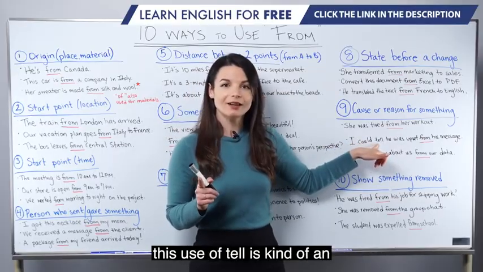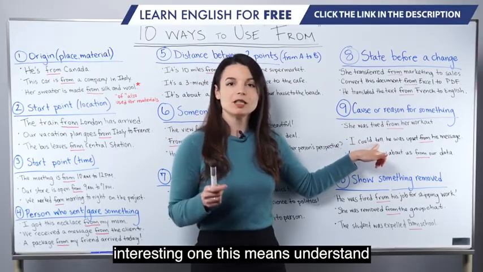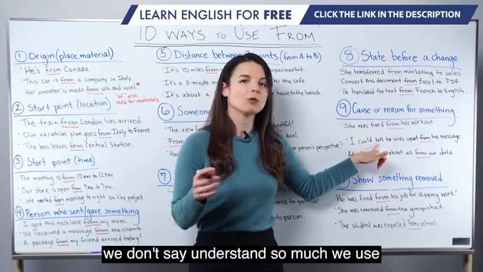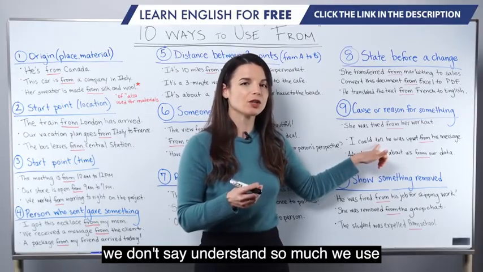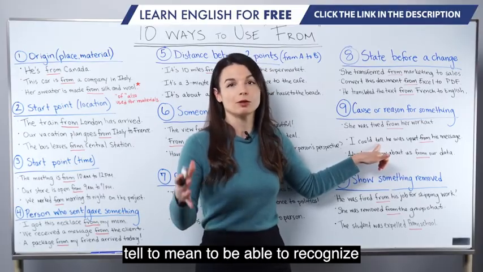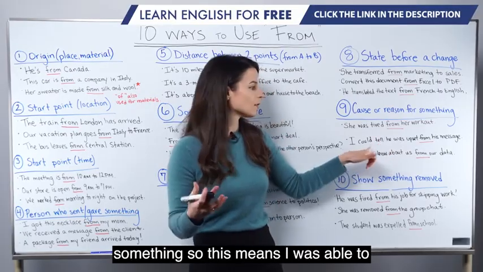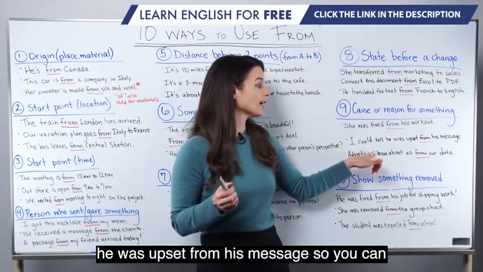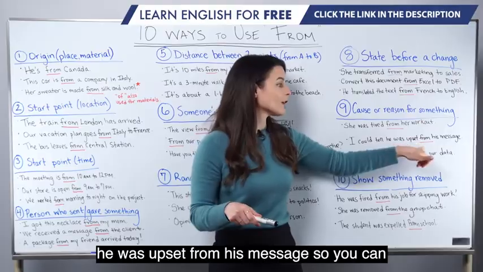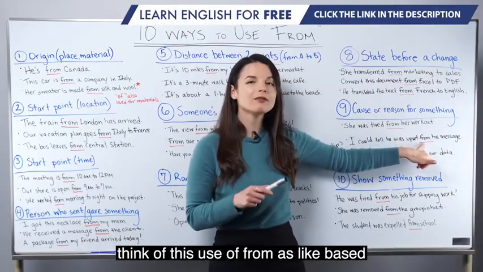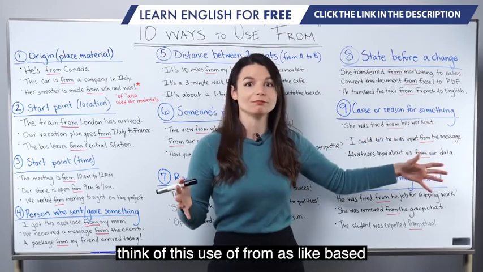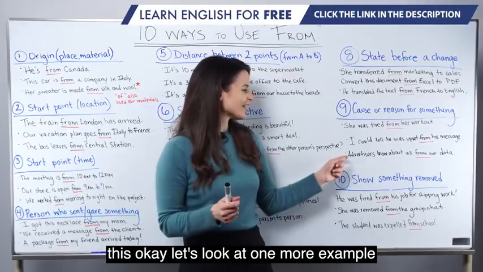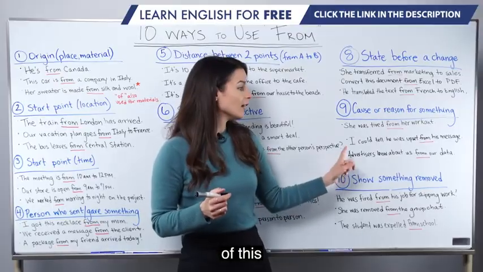And then I could tell. Notice this use of tell is kind of an interesting one. This means understand. Very casually in everyday spoken English, we don't say understand so much. We use tell to mean to be able to recognize something. So this means I was able to recognize, or I was able to understand he was upset from his message. So you can think of this use of from as like based on. So based on this information, I knew this. Okay? Let's look at one more example of this.